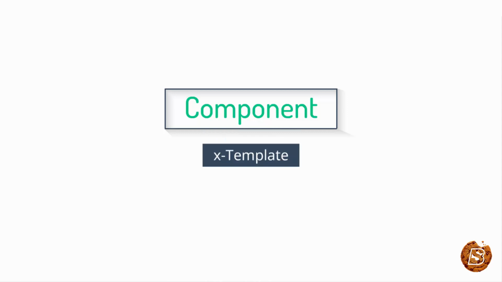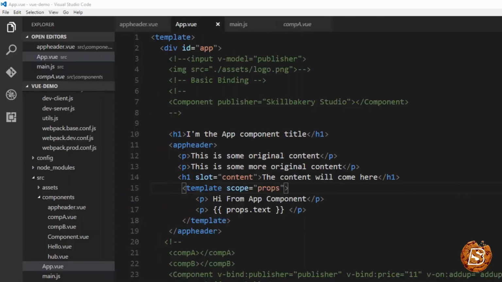In this lecture, we'll be discussing inline templates and X templates. So, an inline template is a special attribute which, when present on a child component, the component will use its inner content as its template rather than treating it as distributed content. This allows more flexible template authoring.